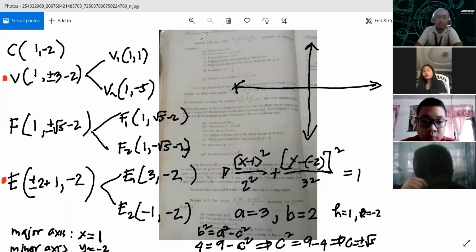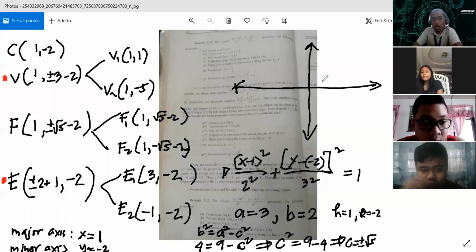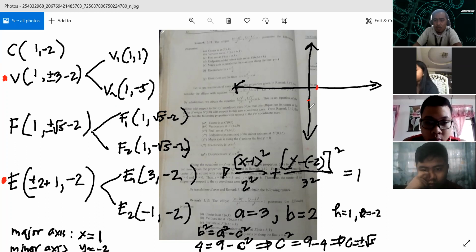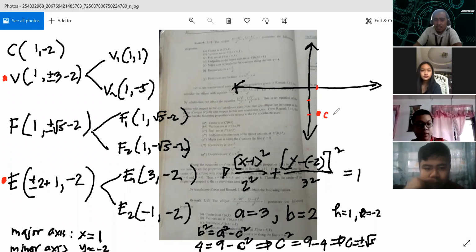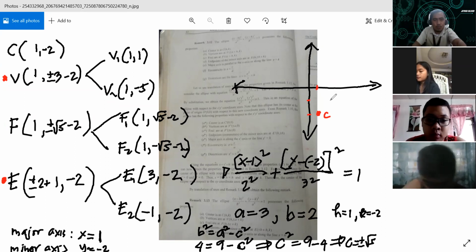Okay, now, where will we locate the center? 1, negative 2. We locate 1, negative 2, class. 1 here, right? Negative 2. 1, 2. Somewhere here. Agree? Is that right? That is your center. Okay. Where is vertex 1? 1, negative 2. Right?